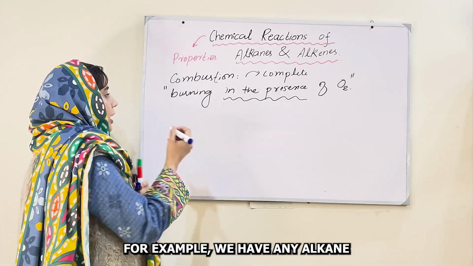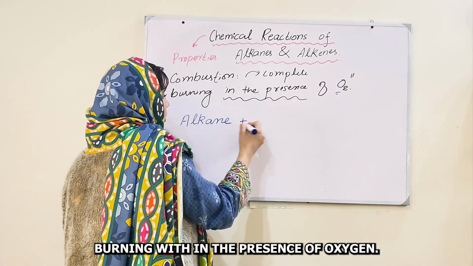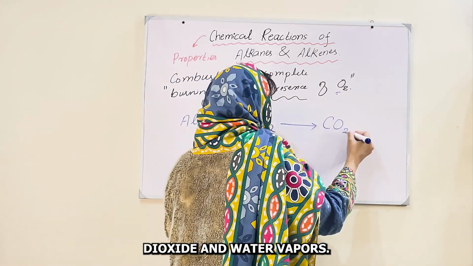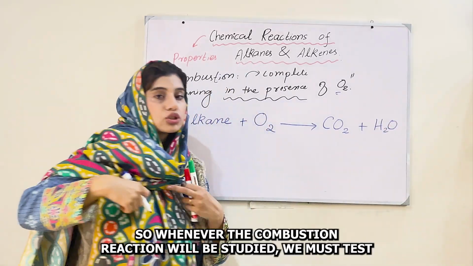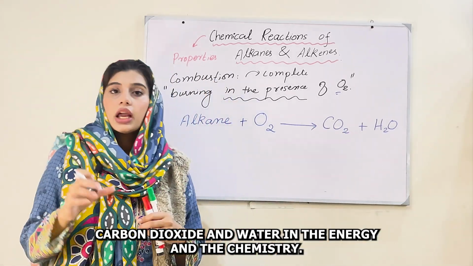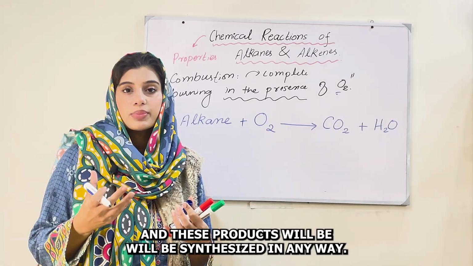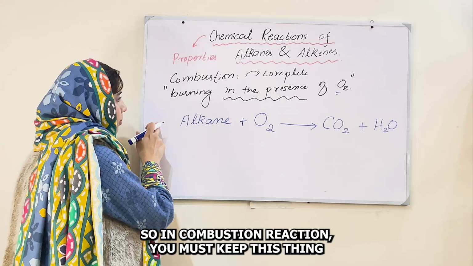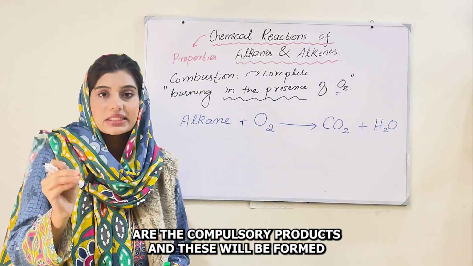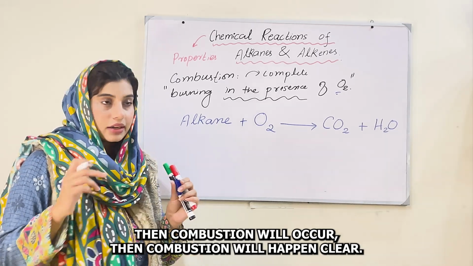For example, we have any alkane burning in the presence of oxygen. The products that we will have are carbon dioxide and water vapors. So whenever a combustion reaction is studied, we must have carbon dioxide and water in it. In organic chemistry, there are some pet products, which are compulsory and will be formed in any case. So in a combustion reaction, keep in mind that carbon dioxide and water are the compulsory products. These will be formed when combustion occurs. Clear?